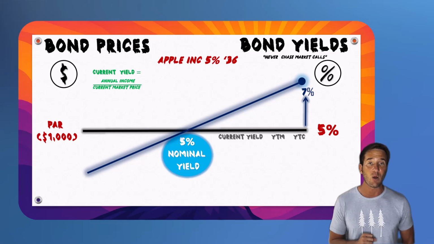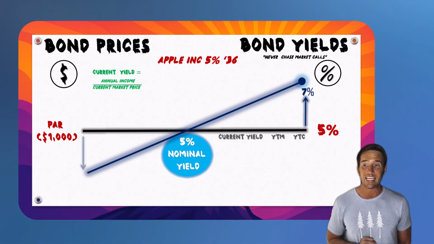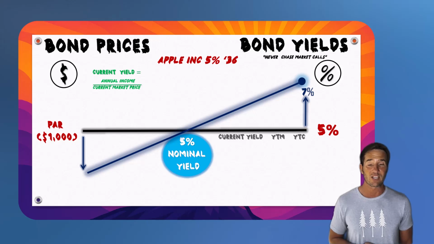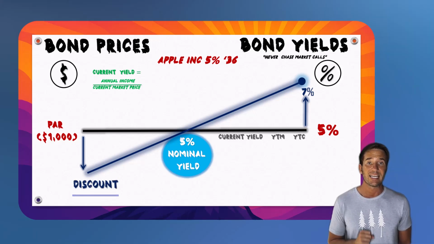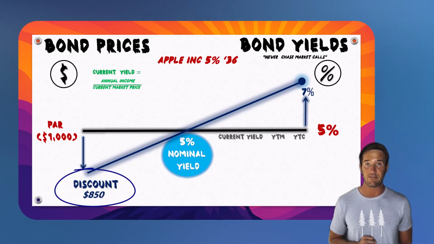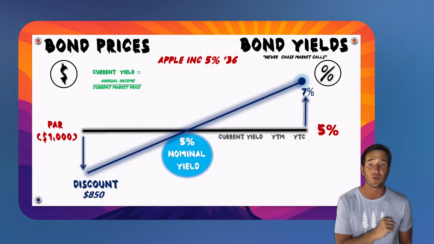Okay. Now, what can we interpret from this seesaw? We can interpret that the price is trading below par. We like to call that a discount. So this bond is trading at a discount. Now, for the purpose of this example, let's go ahead and just assume that price is $850. Okay. Now, let's go ahead and interpret some of those yields.